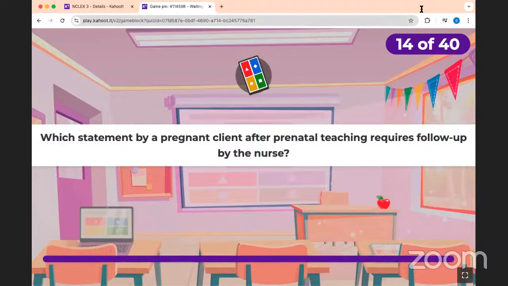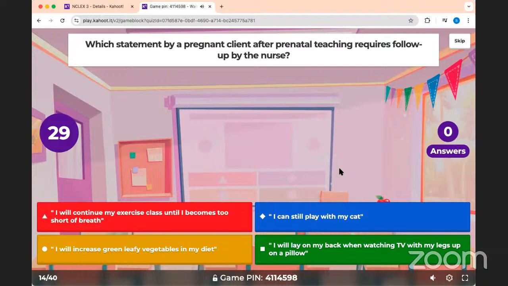Which statement by a pregnant client after prenatal teaching requires follow-up? Okay, after I taught you prenatal teaching, what should you do? Right? I will continue to exercise. I will eat green leafy vegetables. I will still play with my cat. And I'll watch TV with my leg laying on my back and my leg on the pillow. Which one?